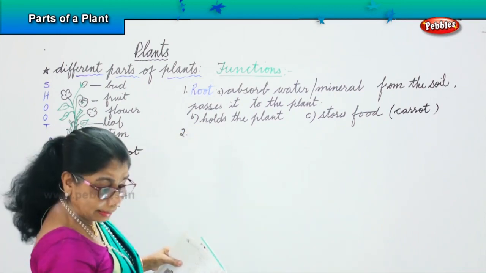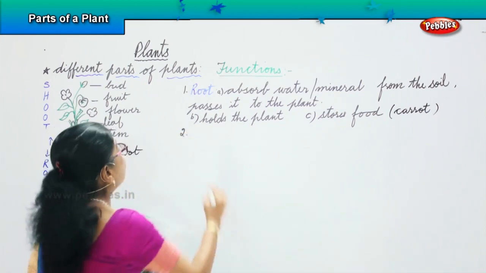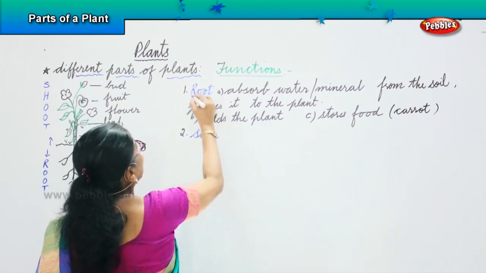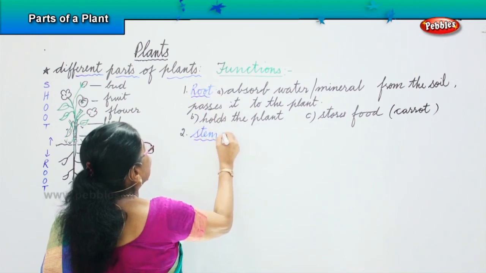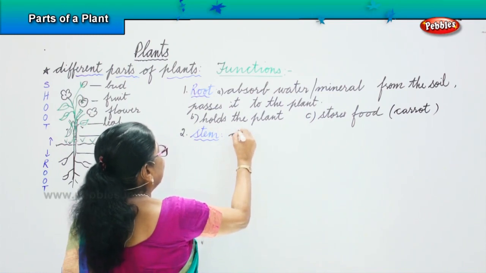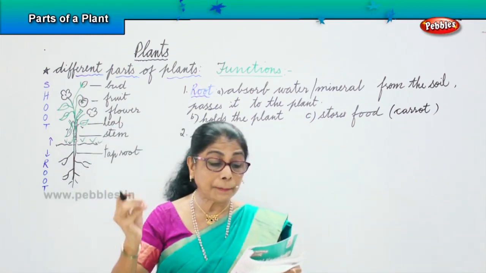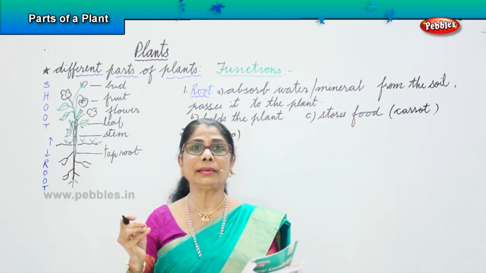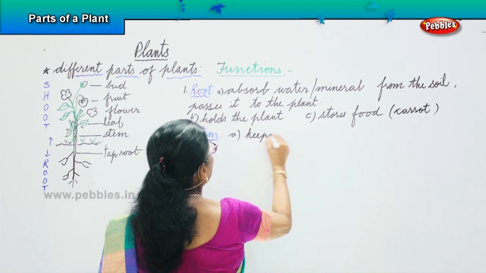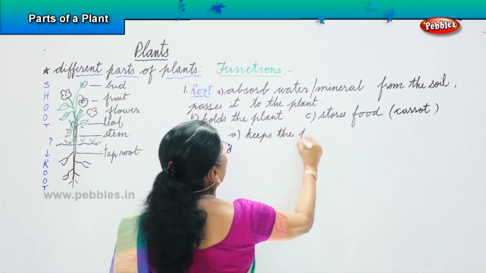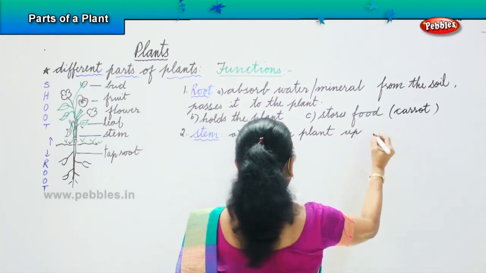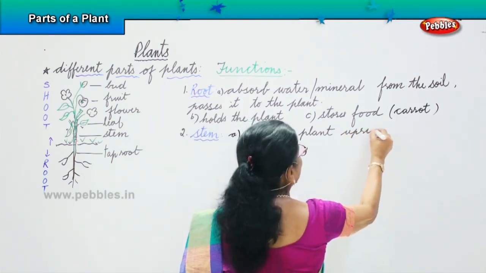Next, let's look at the next part. Let us take the stem. Now, what is the function of the stem? First of all, A, it keeps the plant upright. It holds the plant or keeps the plant upright. That's the first.